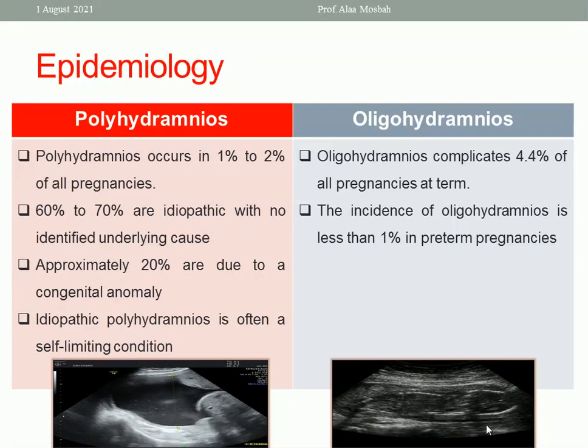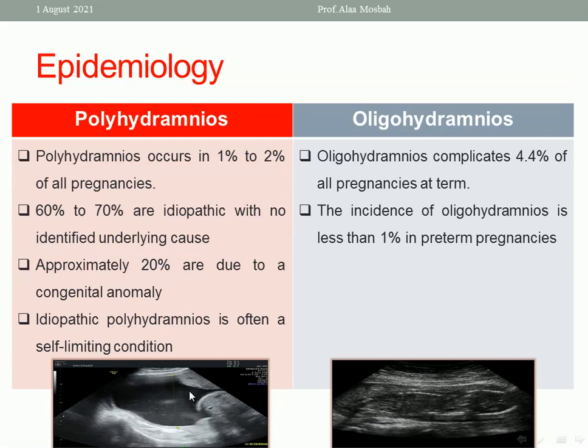As regards the epidemiology, polyhydramnios occurs in 1 to 2% of all pregnancies, and 60 to 70% are idiopathic with no identified underlying cause. 20% are due to congenital fetal anomaly. And you should know that idiopathic polyhydramnios is often a self-limiting condition. On the other side, oligohydramnios complicates 4.4% of all pregnancies at term. The incidence of oligohydramnios is less than 1% in preterm pregnancy.